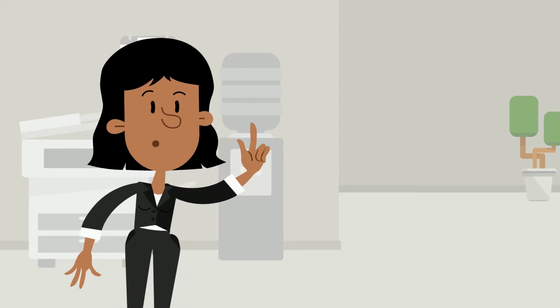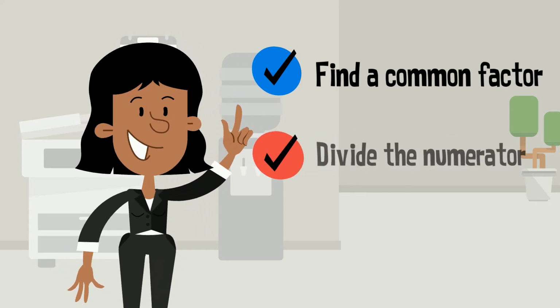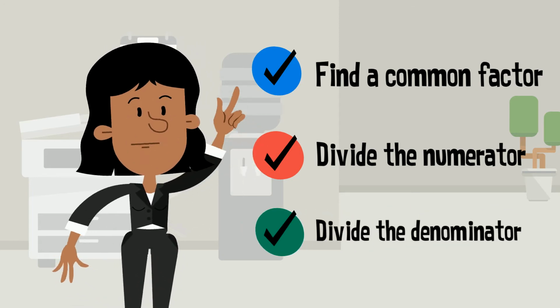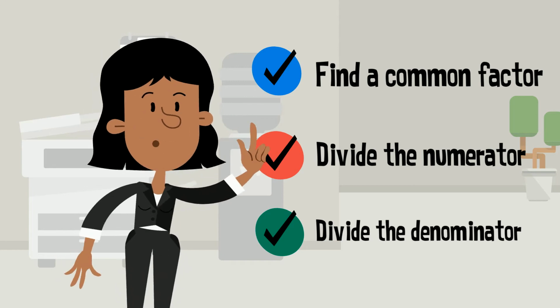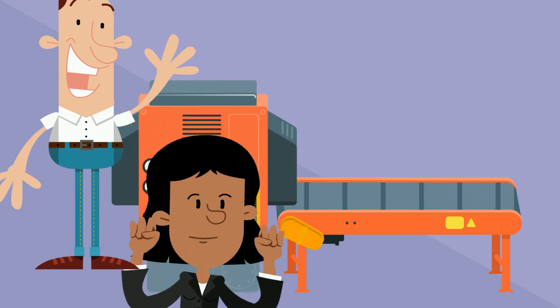Susana tells Fred all about the simplifying machine. First, it finds a common factor. Then it divides the numerator by that factor and the denominator by the same factor. Ready to see it? Fred puts 3/6 in the machine, and out comes 1/2.